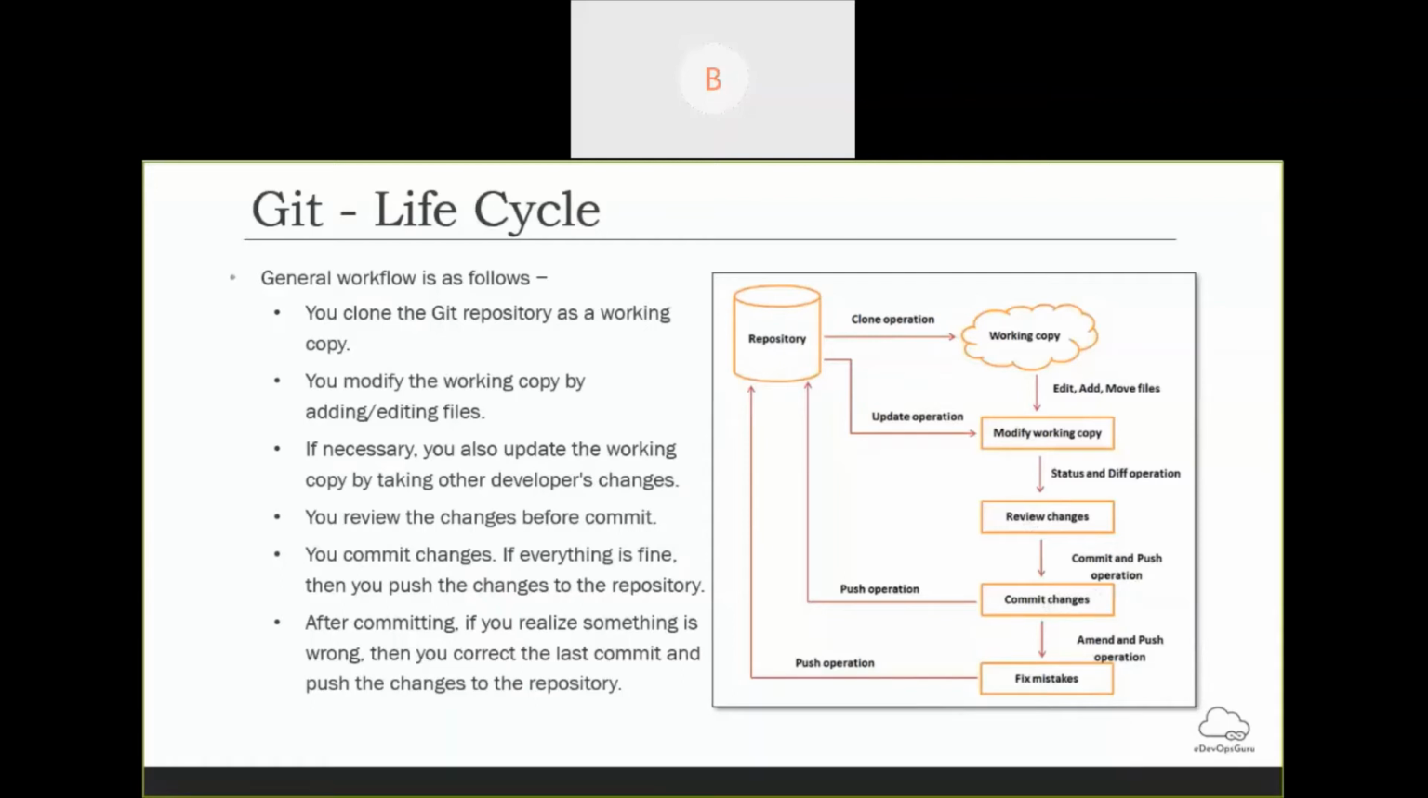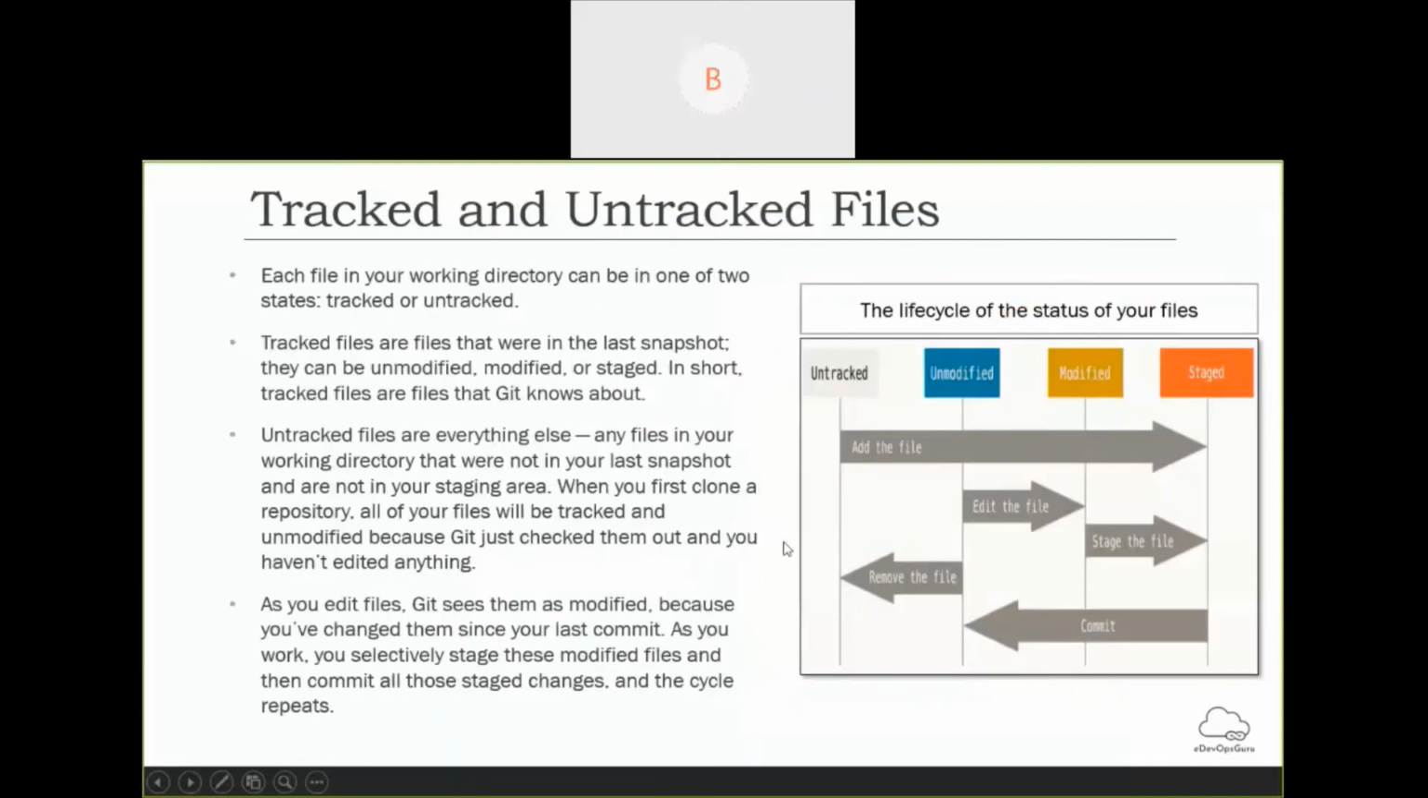In the meantime, if you think the push was wrong, or there are some more changes or modifications you need to make, you can amend the changes, fix them, and push the changes again to your remote repository. So this is the basic life cycle of how Git works.